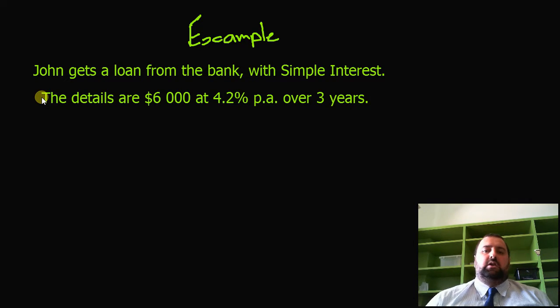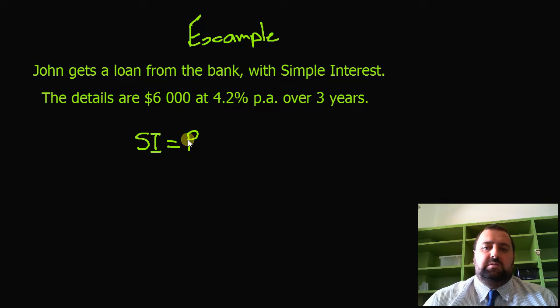Okay? So a couple of things to note here. $6,000 is our principal. That's the amount that we start with. 4.2% is our rate. And 3 years is our term. Note that our term has to be in years and our rate is always per annum. All right, so for this, our rule is, let's go back to draw. Our rule is SI equals PRT.